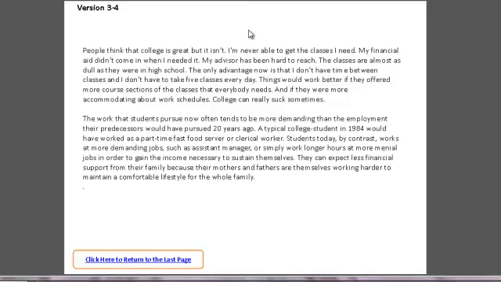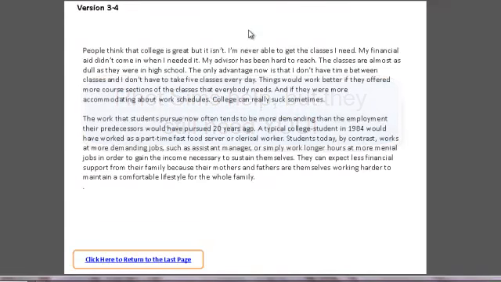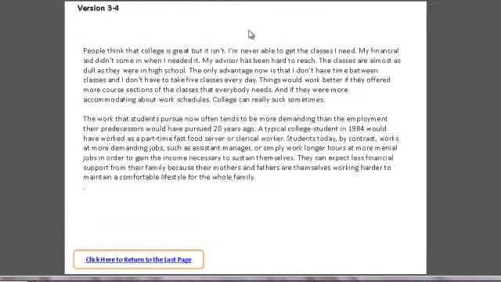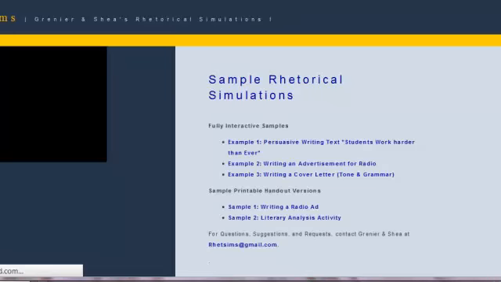Please remember that rhetorical simulations do not replace the need for orthodox writing instruction. Instead, they allow students of all skill levels to actively practice the thinking skills needed when writing effectively for a given audience.